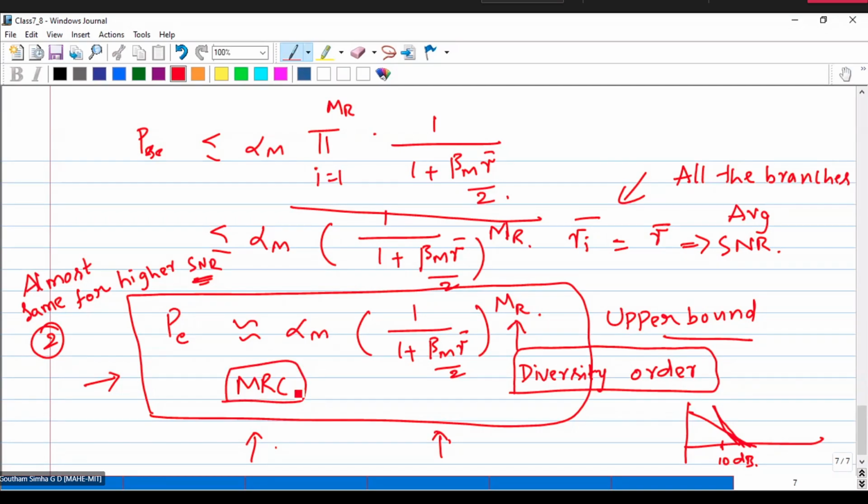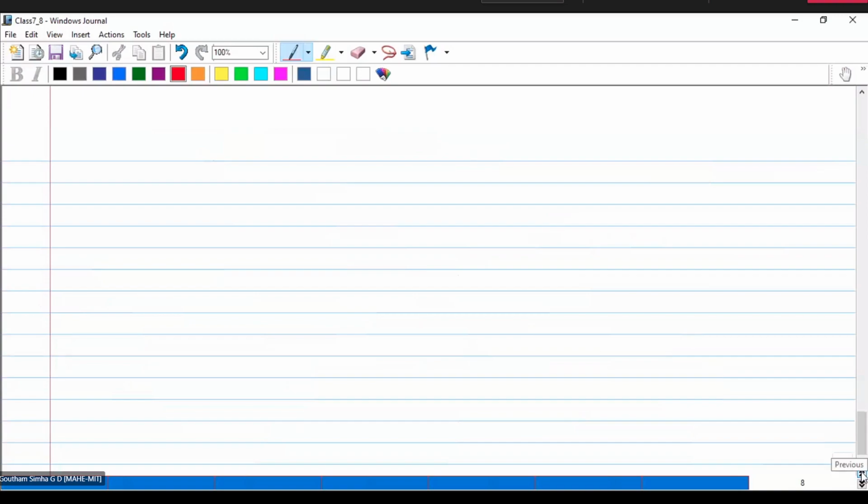Now, will this upper bound change for different combining techniques? Yes, obviously, diversity will change. Of course, the constants alpha m and beta m gamma bar by 2, that value will be reduced compared to MRC. So this is one way of looking at the same thing.